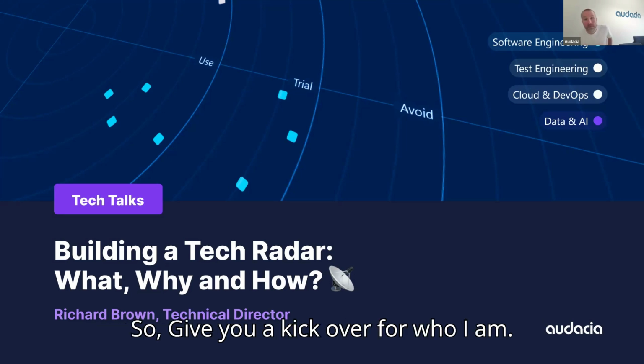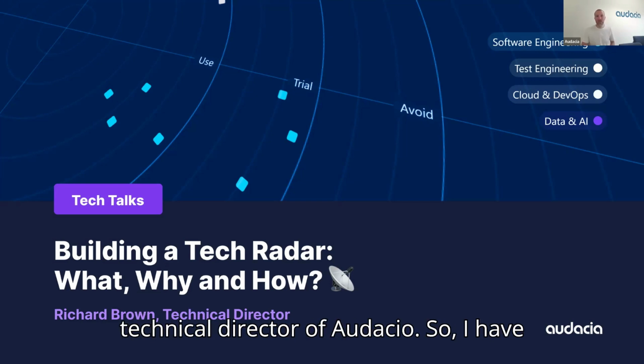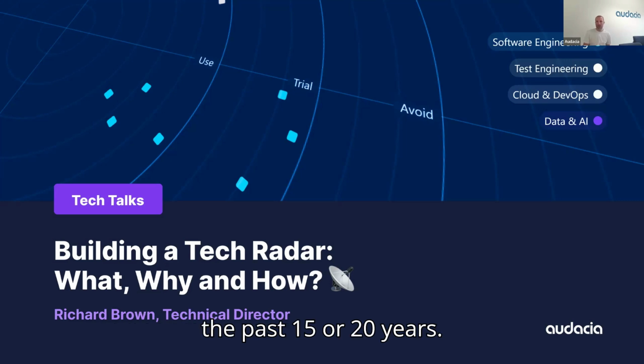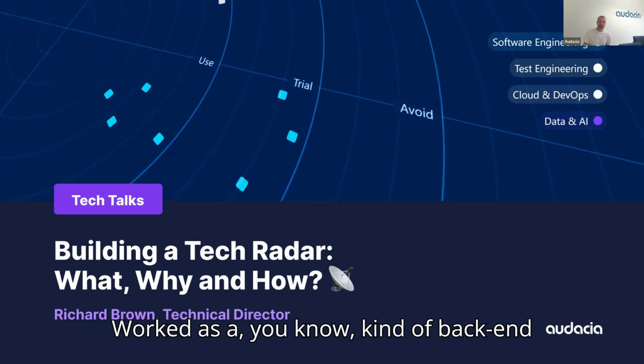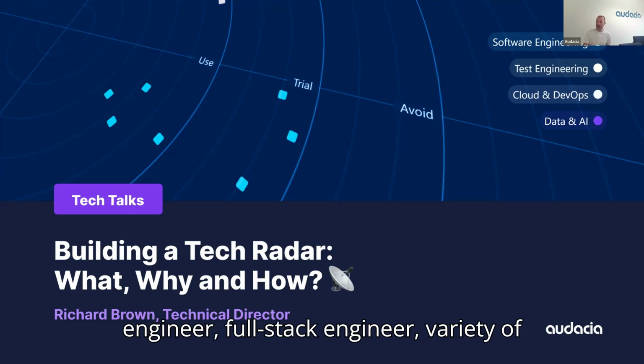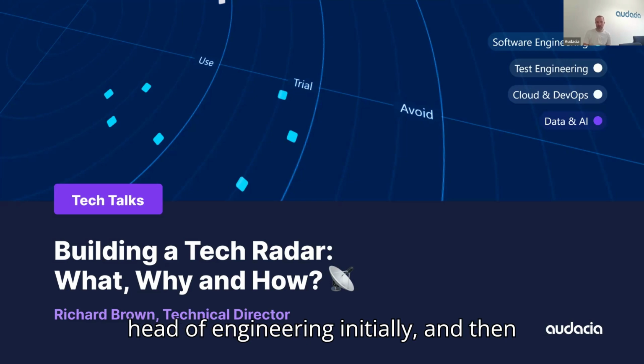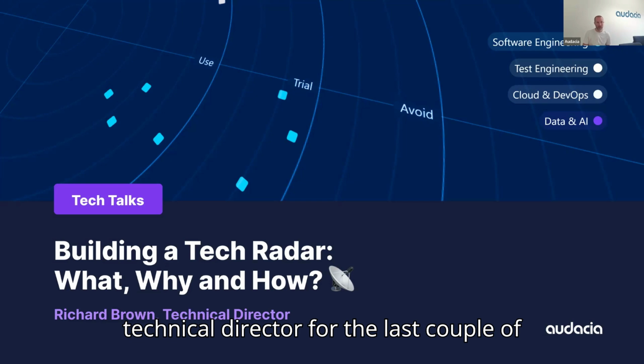So, to give you a quick overview of who I am. First of all, I'm Richard Brown. I'm the technical director of Audacia. I have a background in software engineering for the past 15 or 20 years. I've worked as a back-end engineer and full-stack engineer at a variety of places. I've been at Audacia for 6 years, head of engineering initially, and then technical director for the last couple of years.